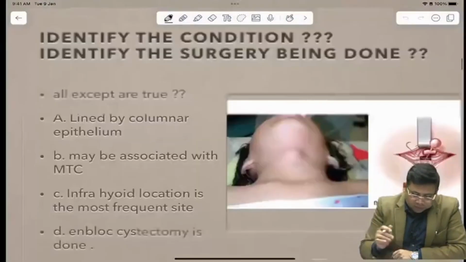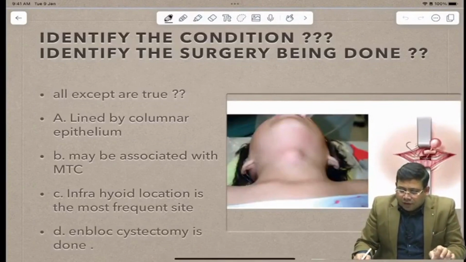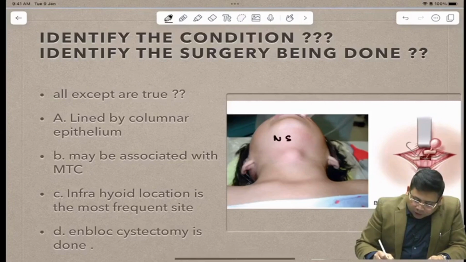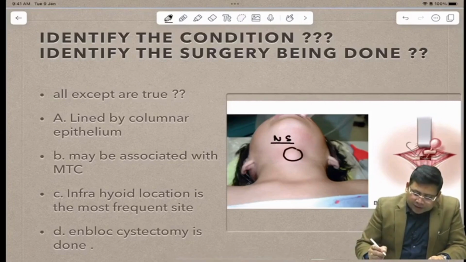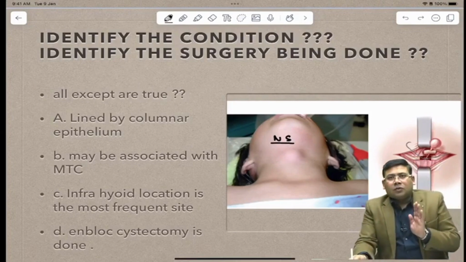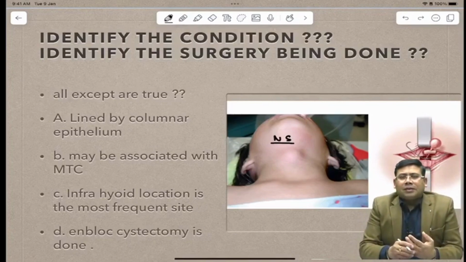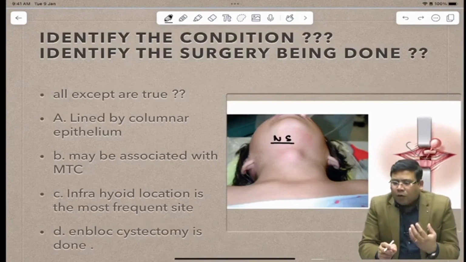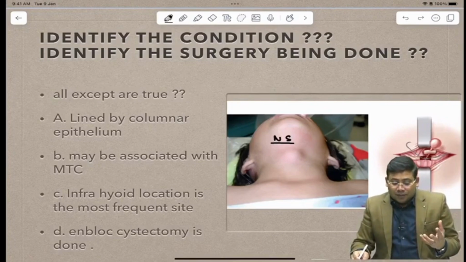Okay. So what are you seeing in this image? This is very important. You can see a neck swelling. Point number one, this neck swelling is in the central part of the neck, a swelling in the middle of the neck. What could be the differential diagnosis? It could be a thyroid nodule or swelling arising from the thyroid, or it could be a thyroglossal duct cyst.